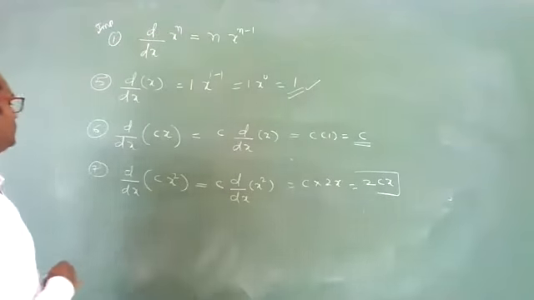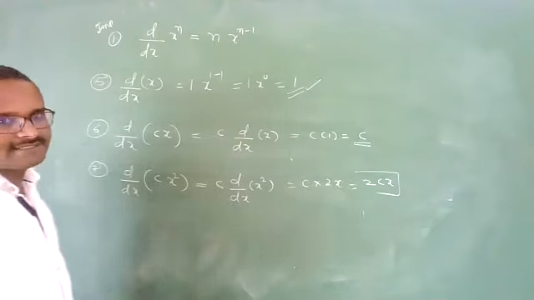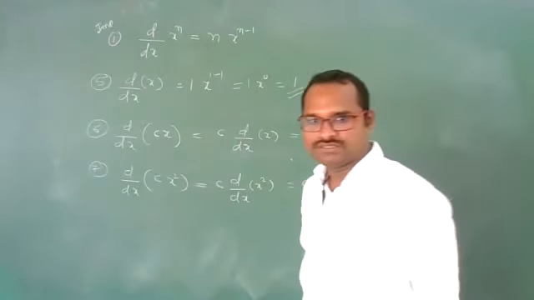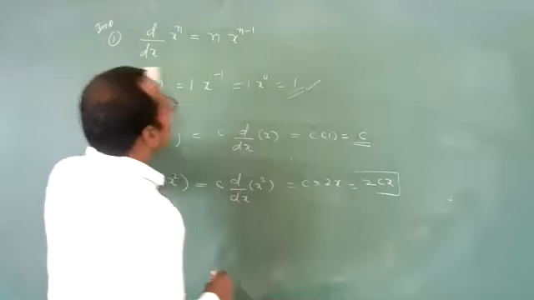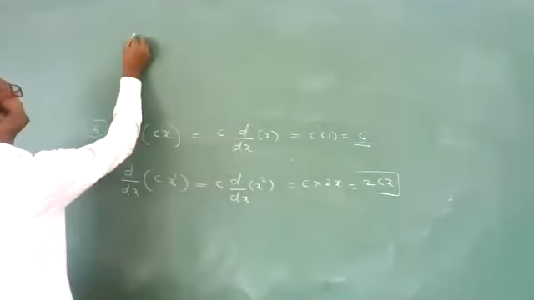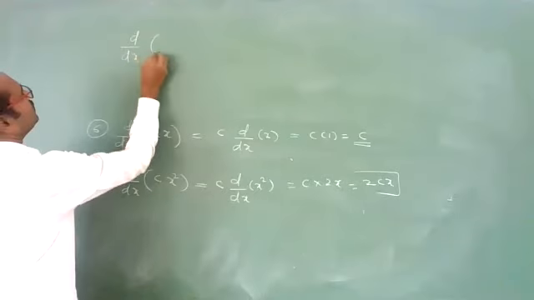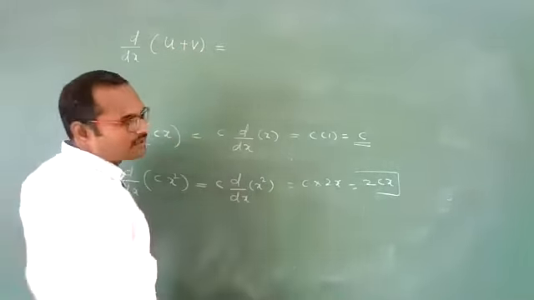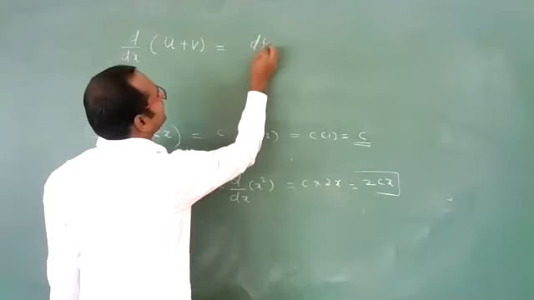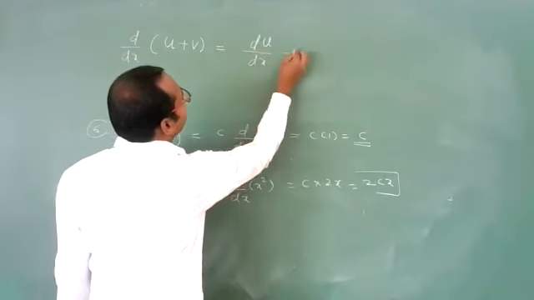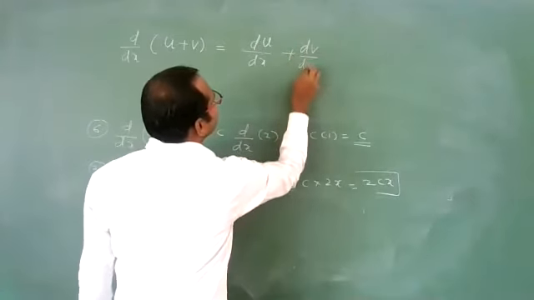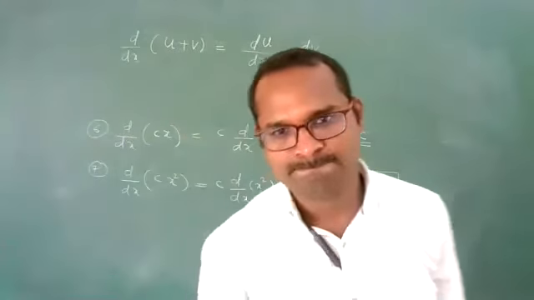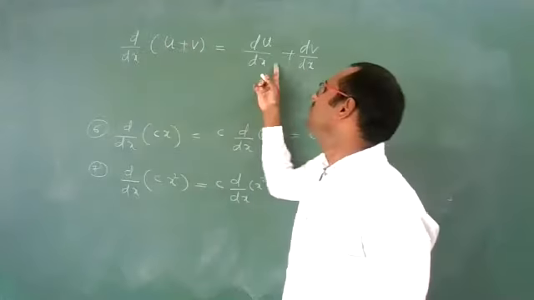Yes, good. Now, let us take something, for example, a function is summation of two variables. Then what to do? See, students, let us suppose d by dx of two variables are there, u and v. Then what to do, sir? Simply, you can write like this, du by dx plus dv by dx. Separately, you can differentiate and you can add them. This differentiation can be splitted like this.